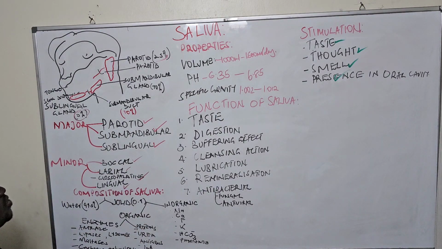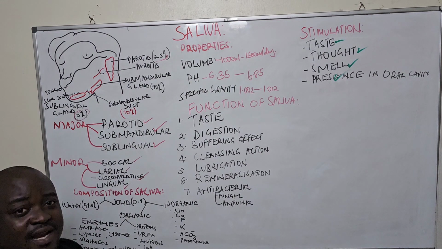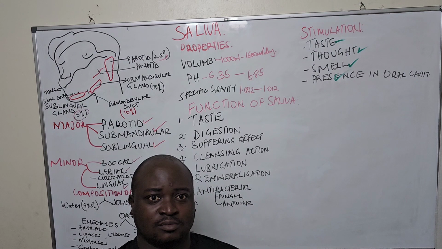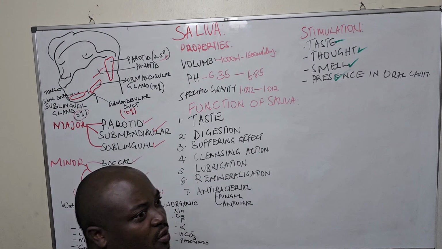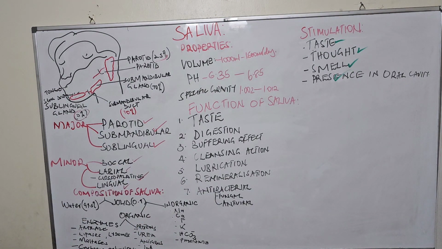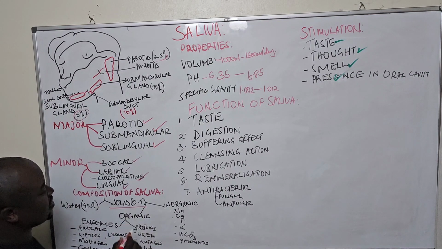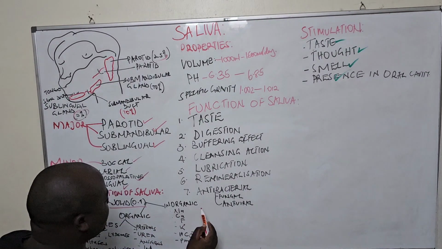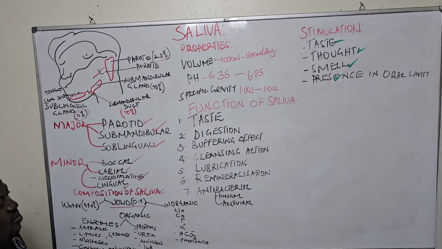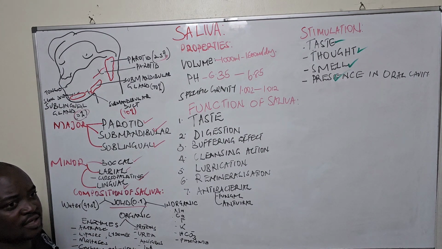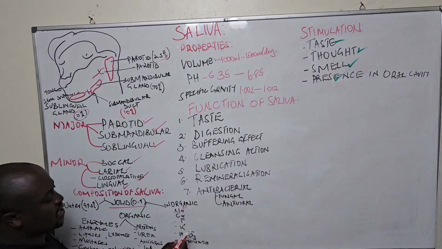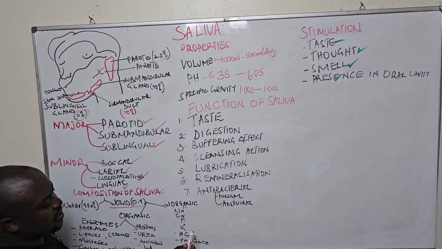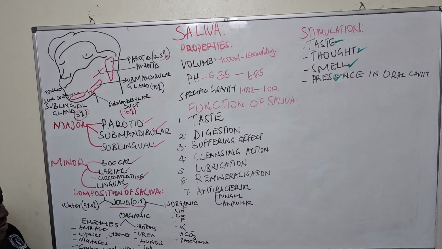But what we need to know is, what is the composition of this saliva? Majorly, saliva is made up of water. More than 99%, or you can say 99.5% of it is water. The solid part is 0.9, and you can have inorganic and organic. Under the inorganic part, of course, we shall have salts or minerals. We have sodium, calcium, fluoride, potassium, bicarbonates, and phosphates. These ones are equally important.